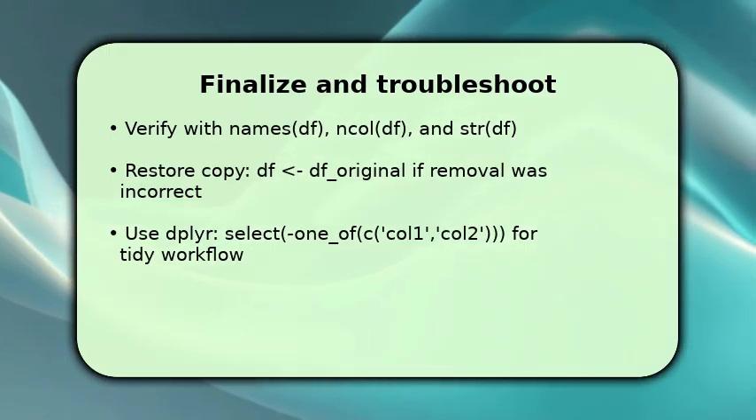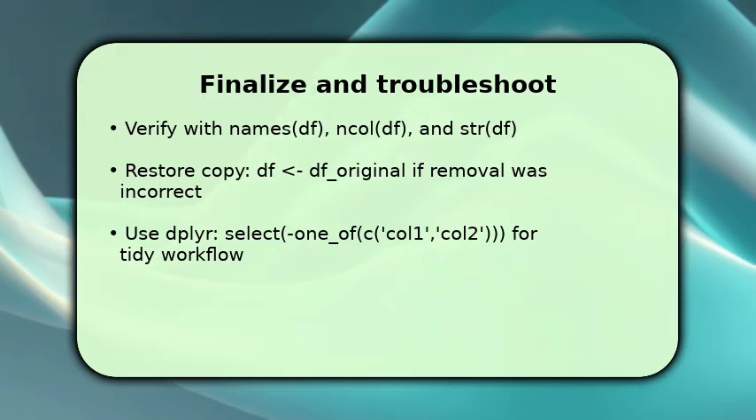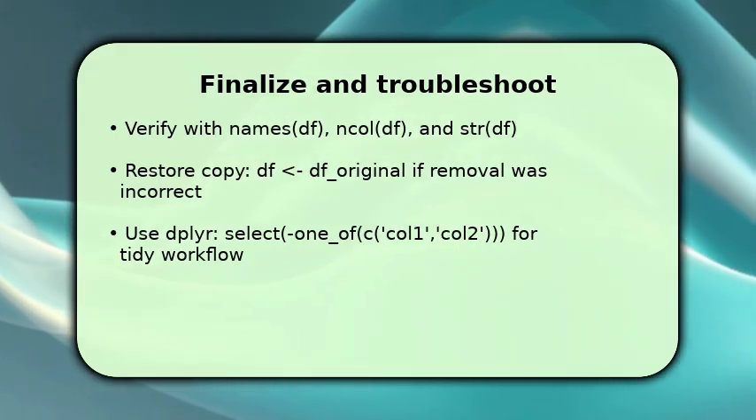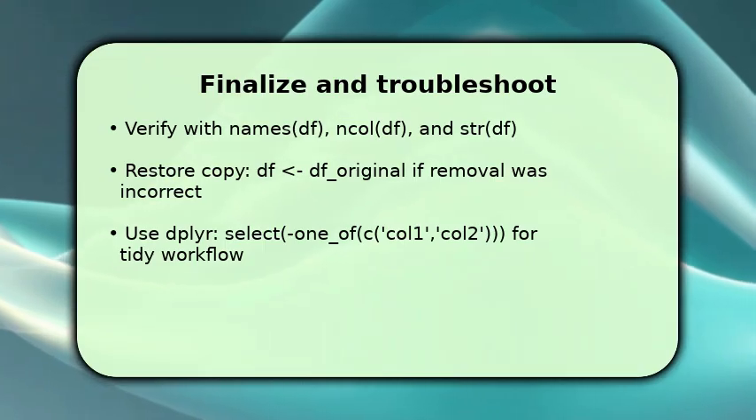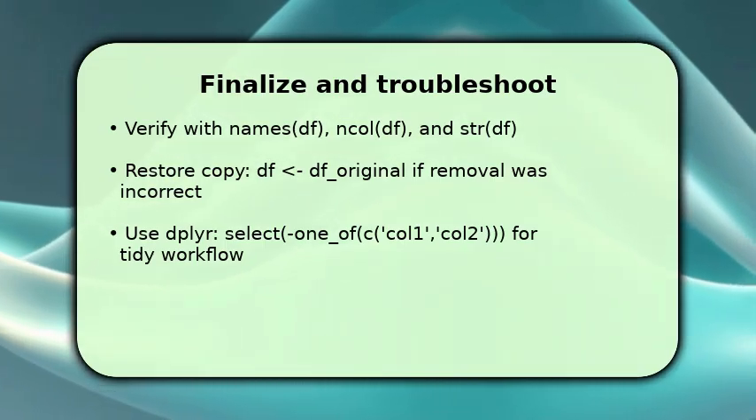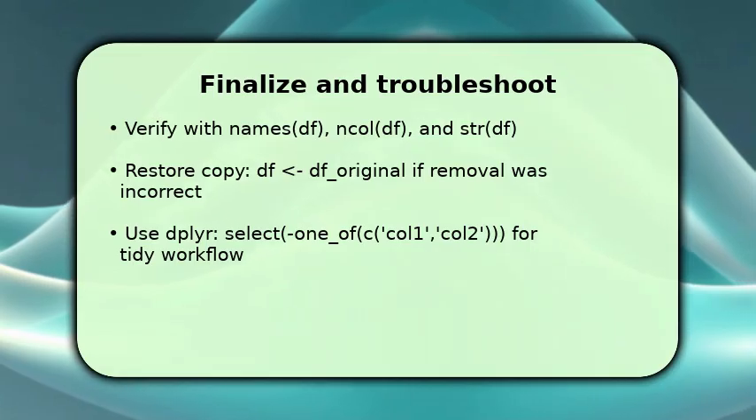For pipelines, prefer dplyr. select with negative helpers reads clearly and chains well. If you still see unexpected columns, inspect for hidden characters or whitespace in names, and trim them with trimws before retrying.